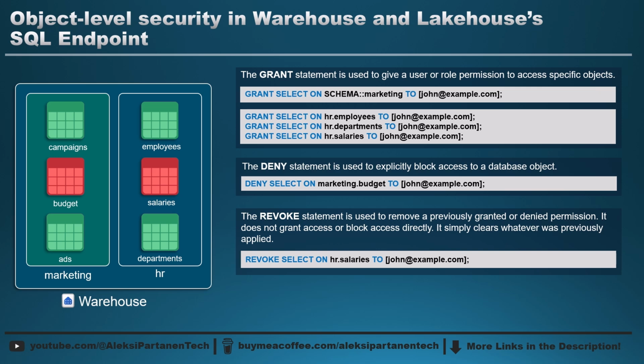Of course, if we have a person that has access to the entire schema or data store, and then we revoke or deny access to some table, that user would then be able to see that data after the revoke has been run. So, to summarize, grant is used to give access, deny is used to block access, revoke is used to remove access rules. You can apply these at schema level or at table level depending on how detailed you want your control to be.